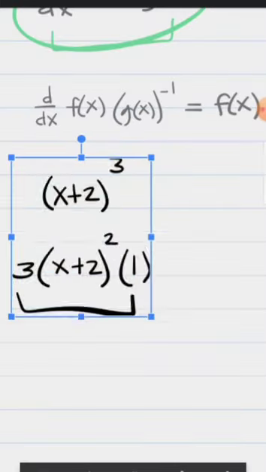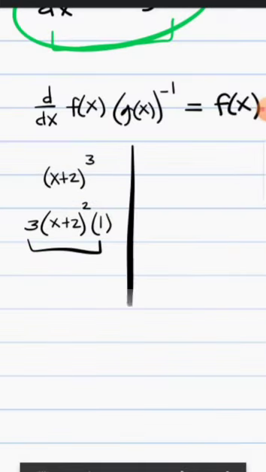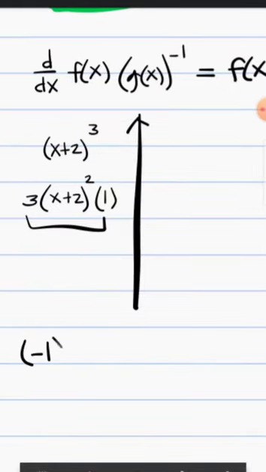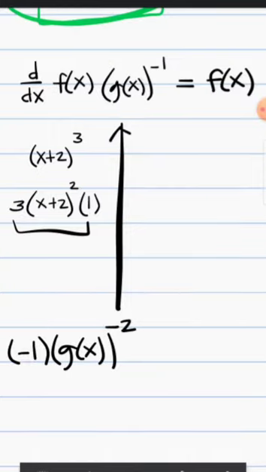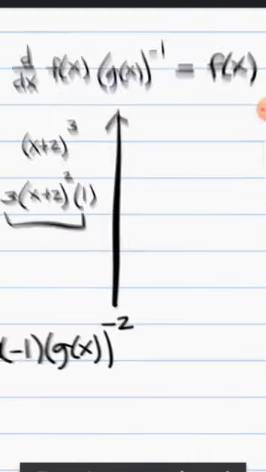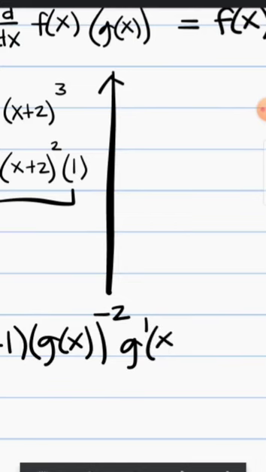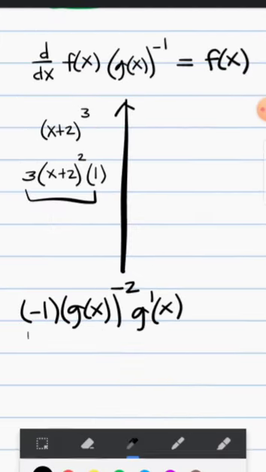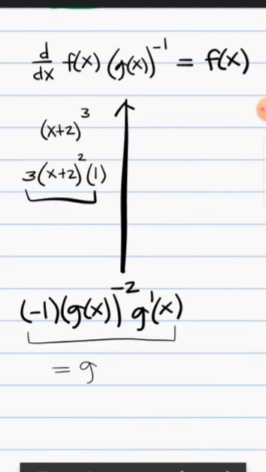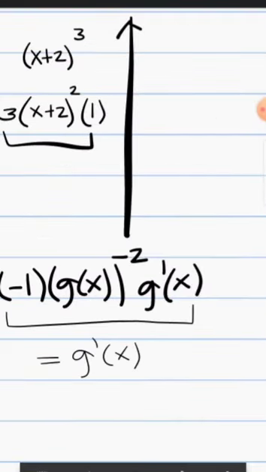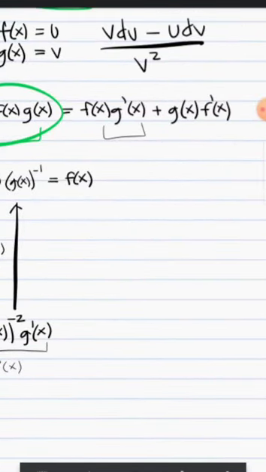In our case, g of x raised to negative 1 will then become negative 1, the exponent, times g of x, the negative 1 minus 1 is negative 2. Then the derivative of the inside. Our inside function is g of x, so its derivative is g prime of x. So this is equal to g prime of x in our case.